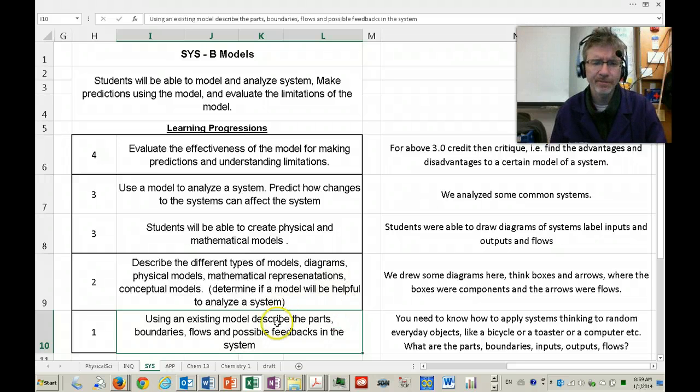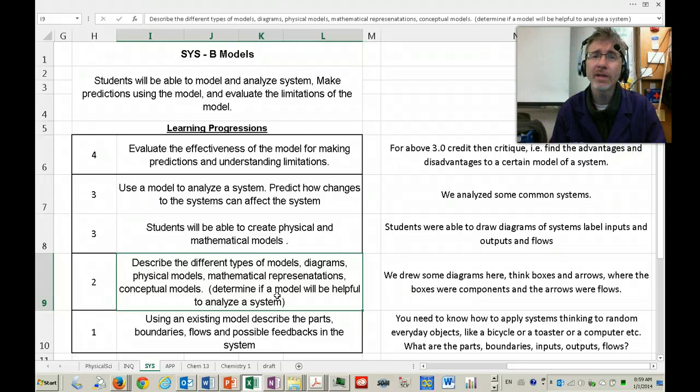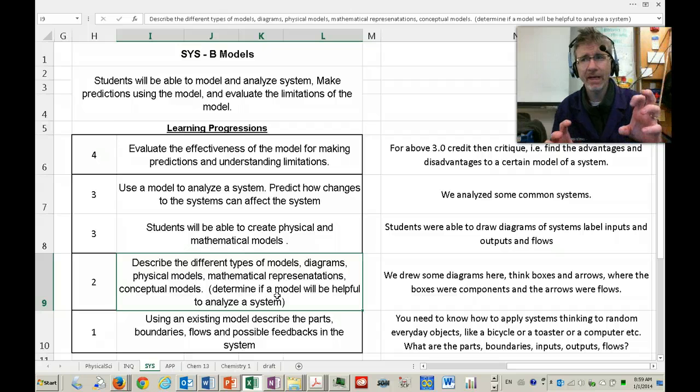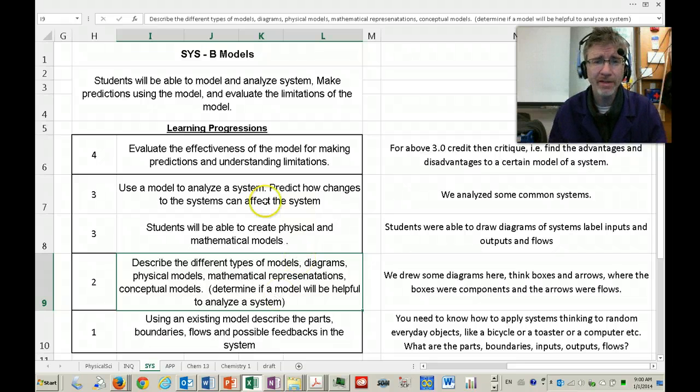That's for level 1. Level 2, for 2 points in this standard: can you tell me what the different types of models or diagrams are? We did only one really basic one. We had this flow diagram, so we had boxes and we had arrows between the boxes. The boxes represent the parts of a system, the components or the system as a whole, and these are the parts that make up the system. Each part of a system was a box. Each box had some arrows. The arrows were flows of information or energy or something between the boxes. That's kind of what we did for level 2.0 here in SYSB.